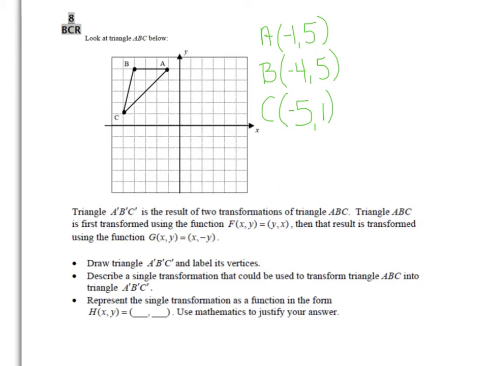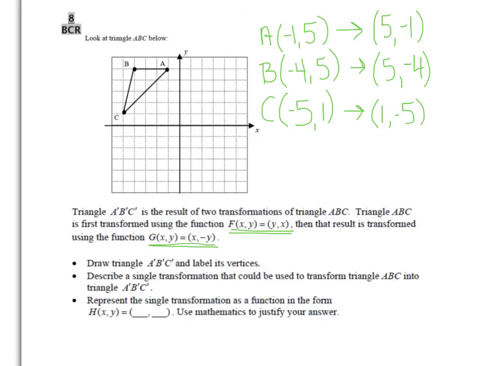Our first transformation is switching the y and the x. So we're going to switch each y with their x's. So I have 5, -1, I have 5, -4, and I have 1, -5. Our next transformation is switching the y to its negative, or as I emphasized yesterday, to its opposite. So we now have 5, 1. We have 5, 4. And we have 1, 5.